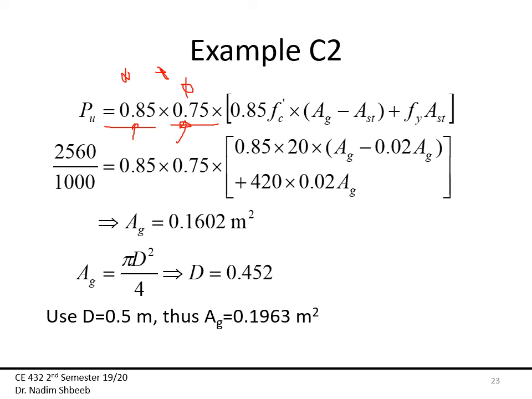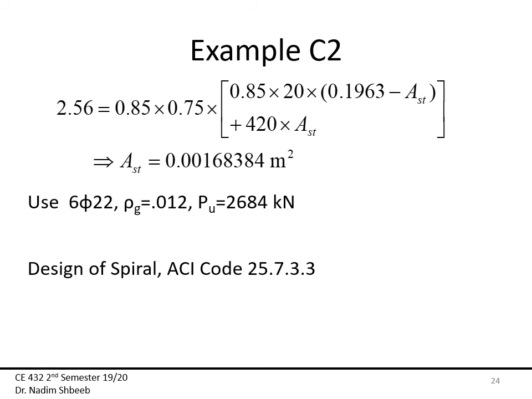Now again, same equation, area gross minus the area of steel. Area of steel is 2%, and the only unknown here becomes area gross, and here I'm having 0.1602. Area gross is pi d squared over 4, and the diameter is 0.452 meters. Here I'm shooting up all the way to 50. So I'm going to use a 50 centimeter diameter circular column. Again, if you want to choose 45, you can. Try that, please, and see how that will translate into the difference in your reinforcement ratio.